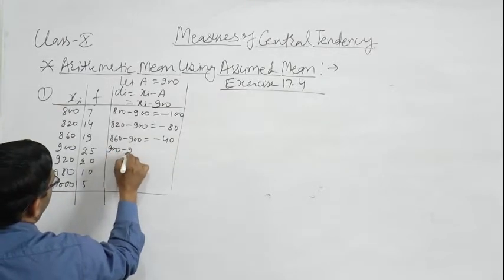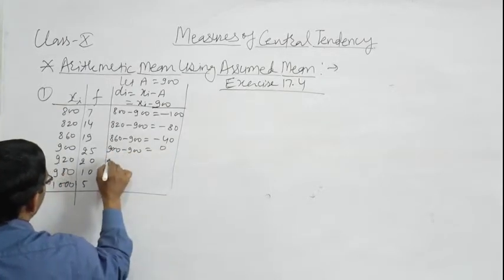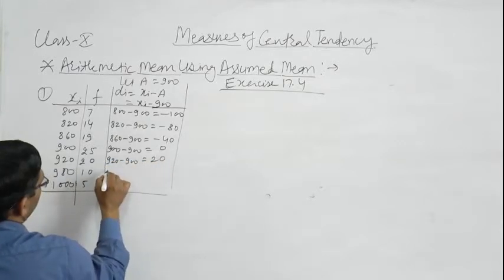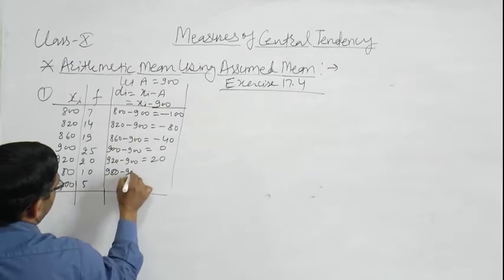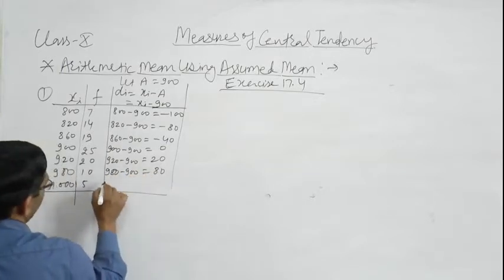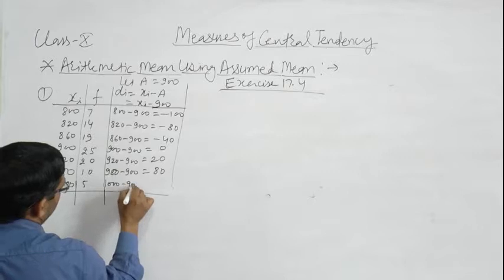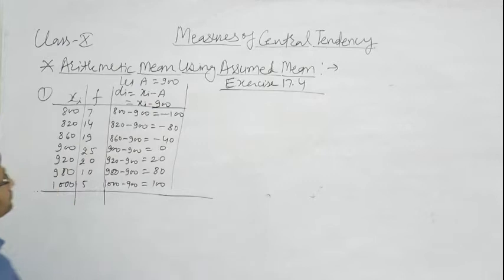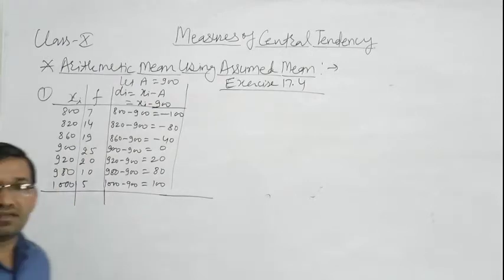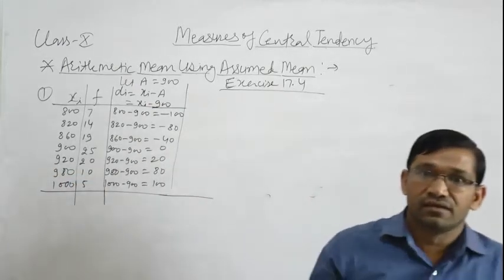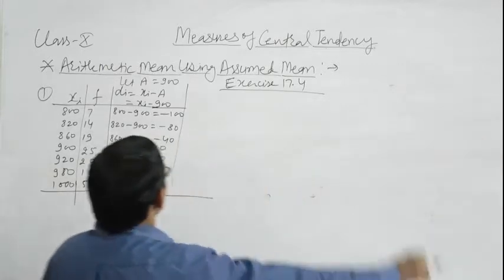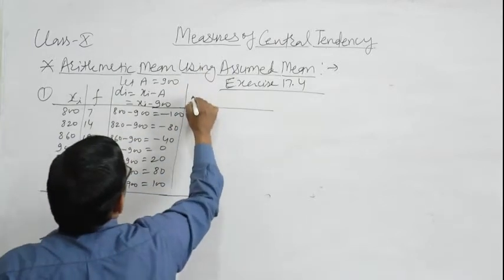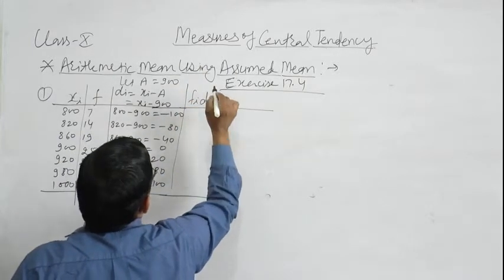Then 900 minus 900 is equal to 0. 920 minus 900 is equal to 20. 980 minus 900 is equal to 80. And 1000 minus 900 is equal to 100. Okay, first we find di is equal to xi minus a. From the values of x we subtract a. Then next column is fi di.